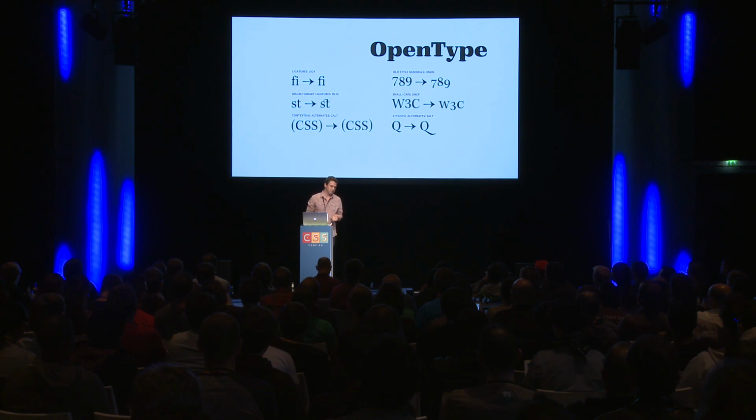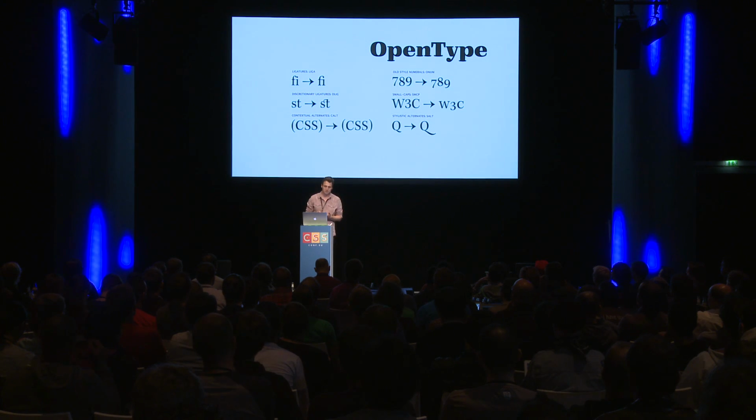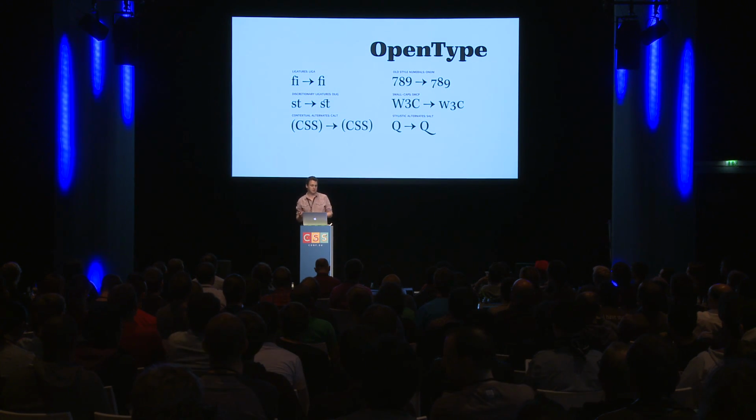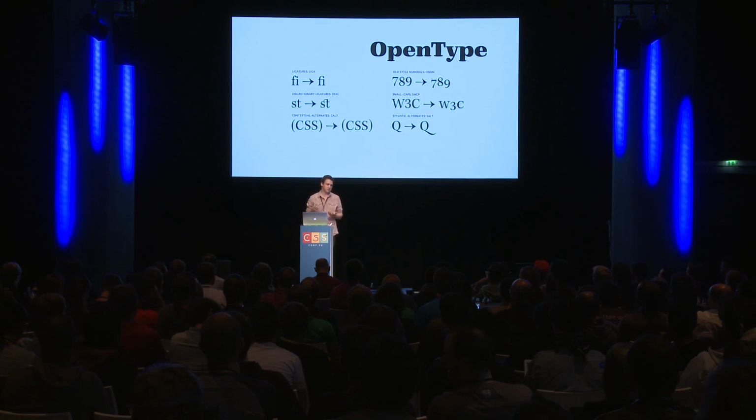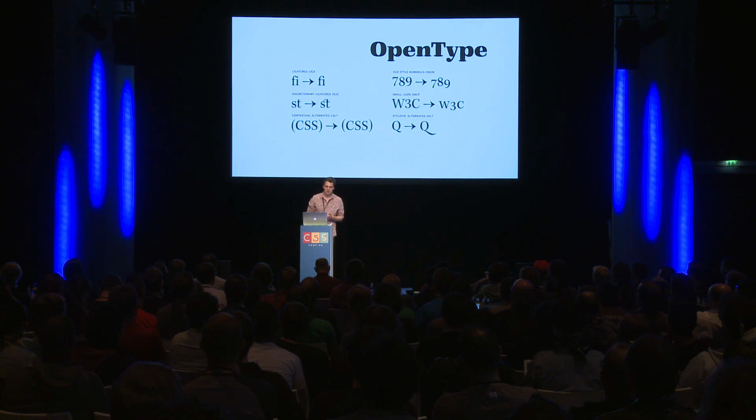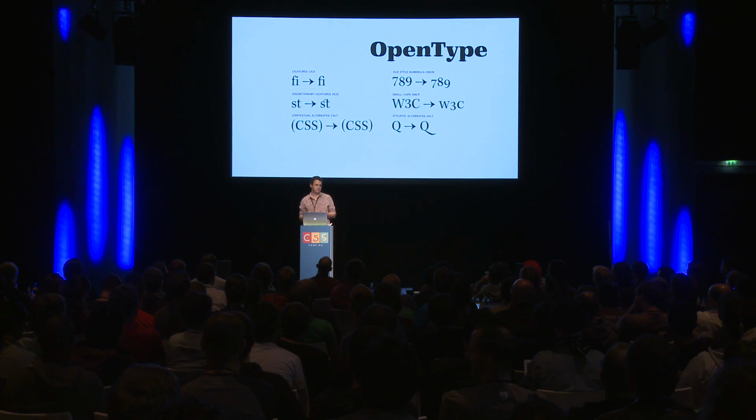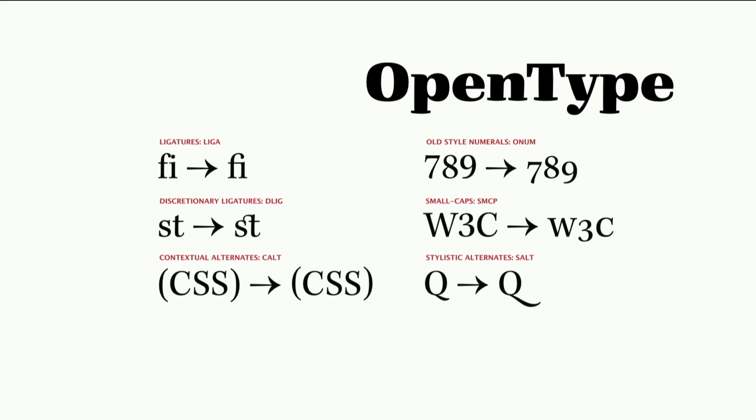So you have ligatures, which merge 2 characters when they're close together. Then you have discretionary ligatures, which do the same thing, but more for stylistic purposes instead of readability. You have contextual alternates, which replace characters based on the context. For example, you can see the parentheses here. They're a little bit low for the uppercase CSS. If contextual alternates were enabled, it would replace those parentheses with slightly different ones that are slightly higher, and then it would look a little bit better.